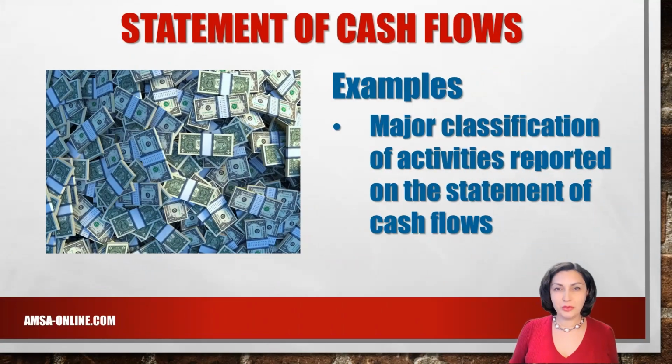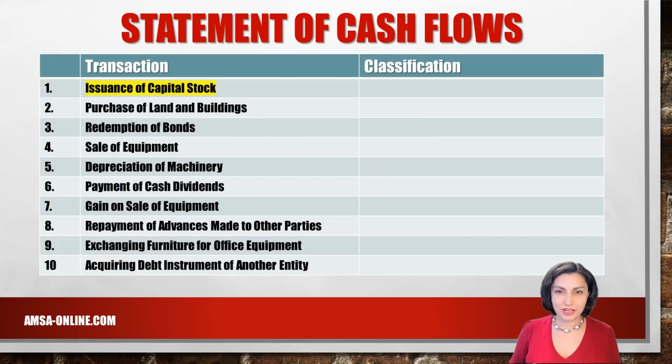Now let's look at some examples. We will look at several transactions and decide how each transaction will be classified on the statement of cash flows. The first transaction is issuing capital stock for cash. This transaction affects the stockholders' equity accounts. As we discussed in part 1, financing activities involve liability and stockholders' equity items. Cash received from this transaction will be reported as a financing activity.